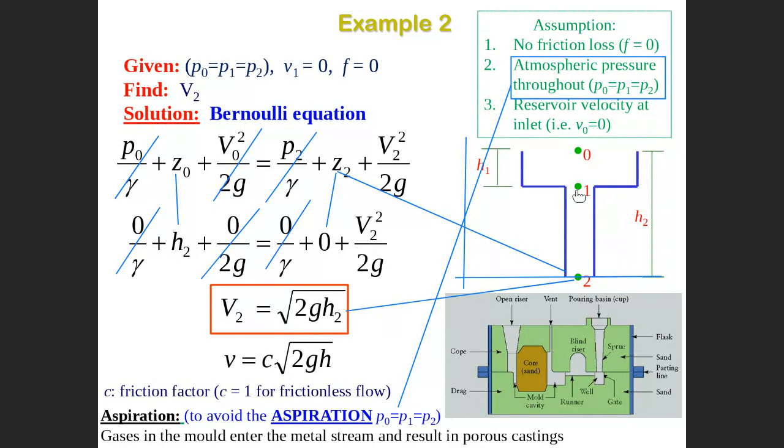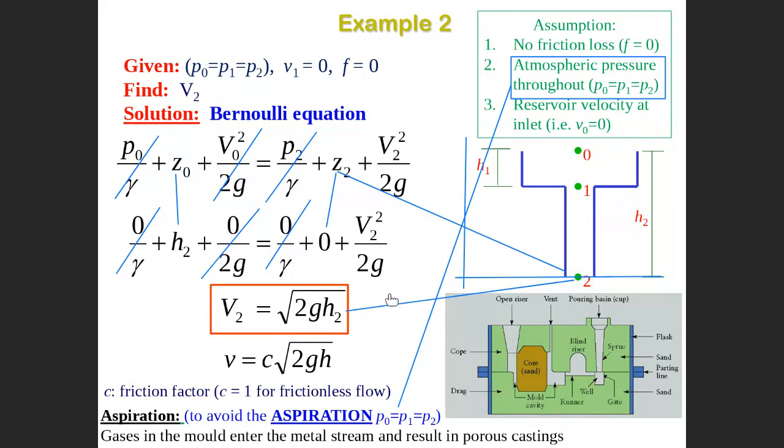What about the velocity at h1? It should also follow the equation, square root of 2gh1. If you apply it between 0 and 1 to avoid aspiration, you get the same equation, so V1 equals square root of 2gh1, where h1 is the height of point 1. So this equation is very important to tell you what the velocity should be at point 2 to avoid aspiration.